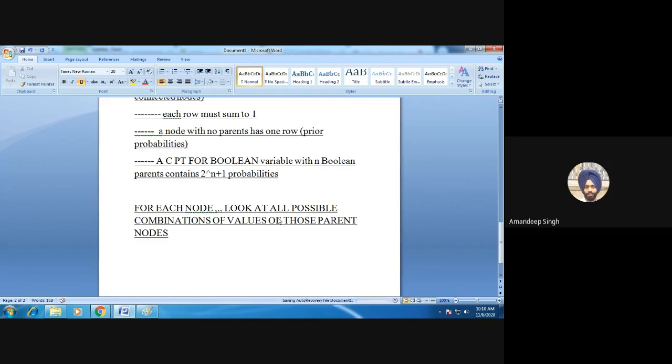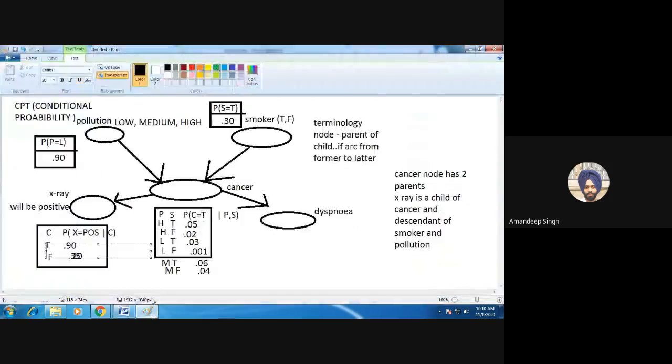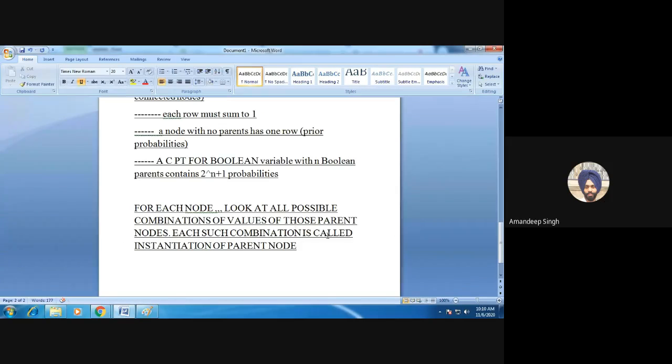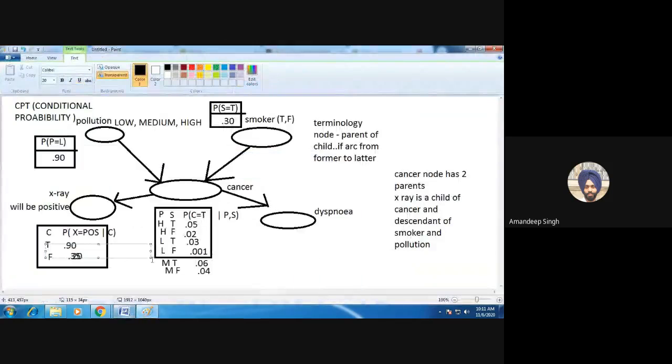And each such combination is basically called the instantiation of parent node. So you need to look at all the possible combinations of values of those parent nodes for building the CPT. At each node, you need to consider all the possible values of its parent nodes, and each such combination is basically called the instantiation of the parent node.